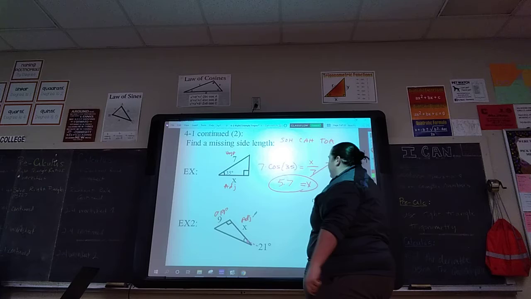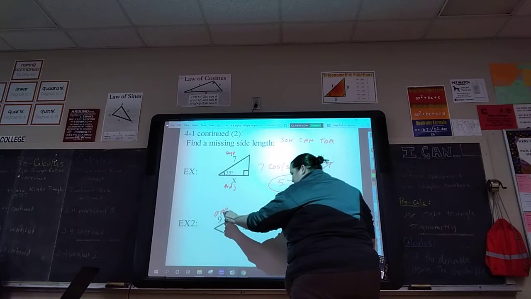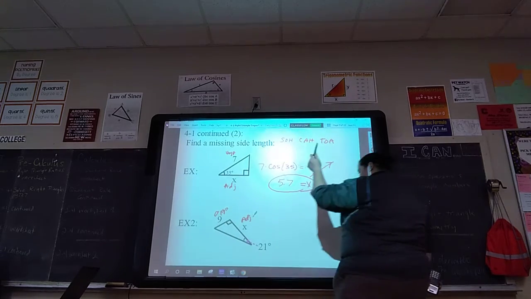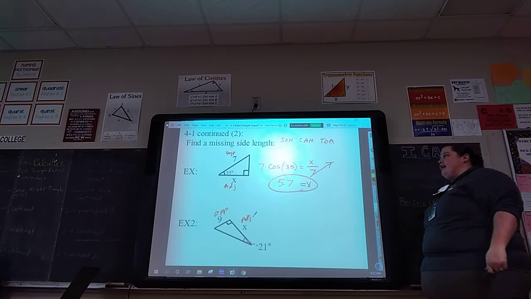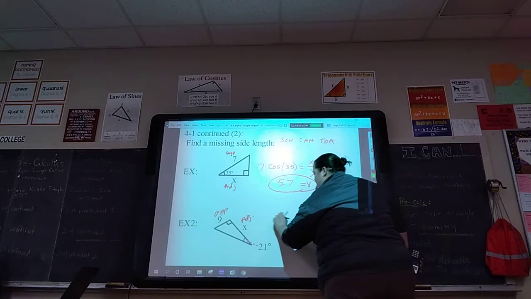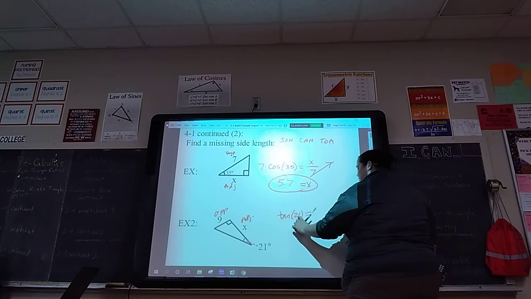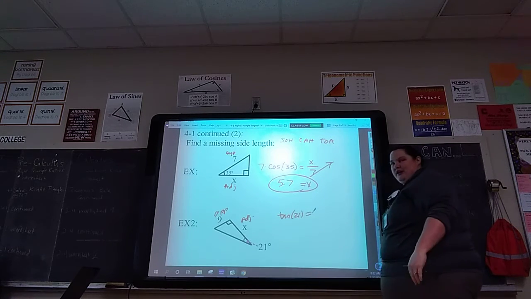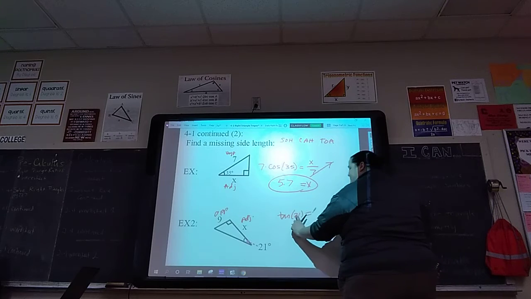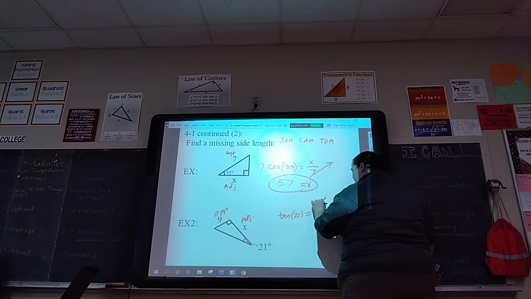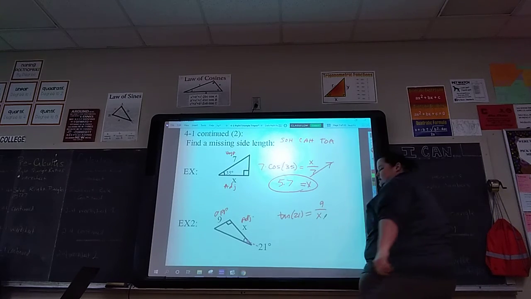Okay, so if I have the opposite and I'm looking for the adjacent, which trig function can I use to help me out? Tangent. Yep. So I have tangent of 21. Again, now we're going to actually know some angles, so it's not just going to be an automatic theta there. So it's going to be the angle, a, equals opposite, which I know, over the adjacent, which I don't.